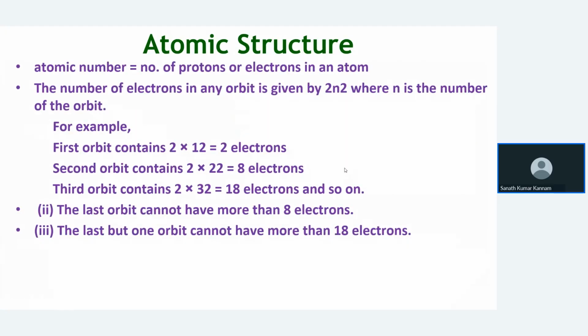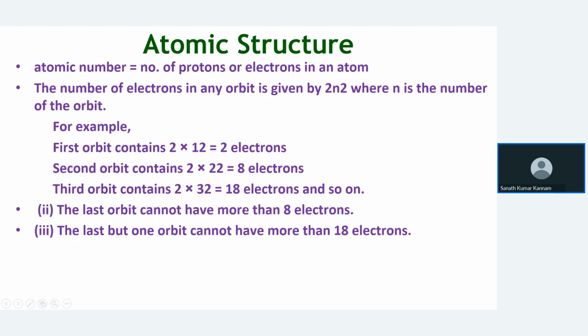So what is atomic number? Atomic number is the number of protons, which equals the number of electrons in the atom. The number of electrons in any orbit is given by 2n square, where n is the orbit number. The first orbit consists of 2 into 1 square, that is 2 electrons. The second orbit consists of 2 into 2 square, that is 8 electrons. The third orbit consists of 2 into 3 square, that is 18 electrons, and so on.